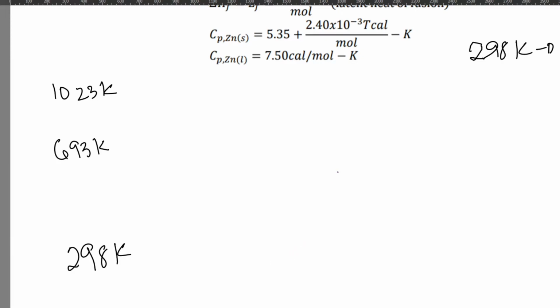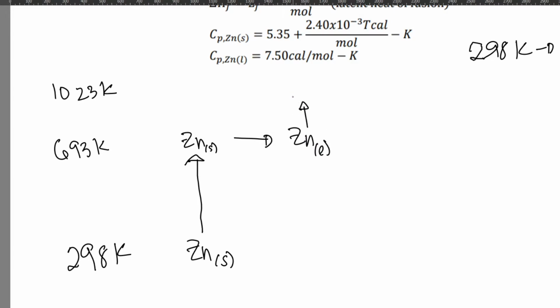Graphically, we can express the 298 Kelvin to 1023 Kelvin of zinc as follows. At 298 Kelvin, your zinc exists as a solid. Then it will increase in temperature until it reaches 693 Kelvin. Then, at 693 Kelvin, you have a phase change, and it becomes liquid zinc. Then it will increase again in temperature until it reaches our target temperature of 1023 Kelvin.